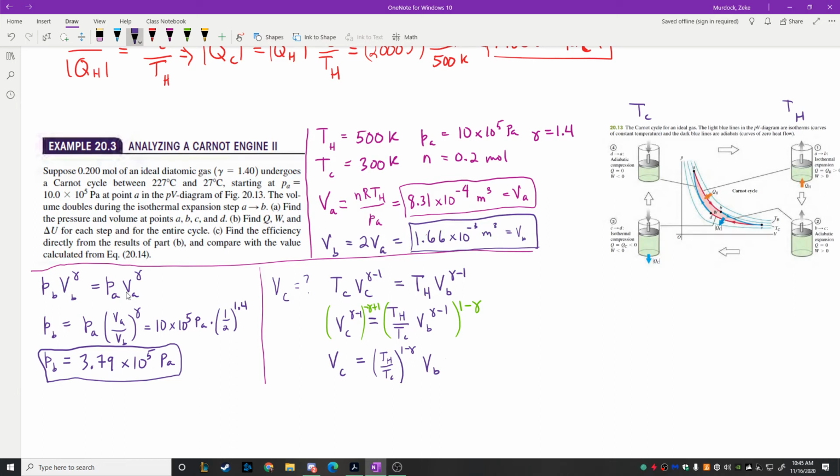Okay, so this is going to give us a value for VC. So TH over TC was 500 over 300. We'll say 5 over 3, to the 1 minus gamma, which is 0.4. No, negative 0.4, right? Yeah, gamma is 1.4, so 1 minus that will be negative 0.4. And then we multiply that by VB, which was that. Okay, so that should give us a value for VB. No, VC. VB is inside the equation. Okay, yeah, what's that equal to?